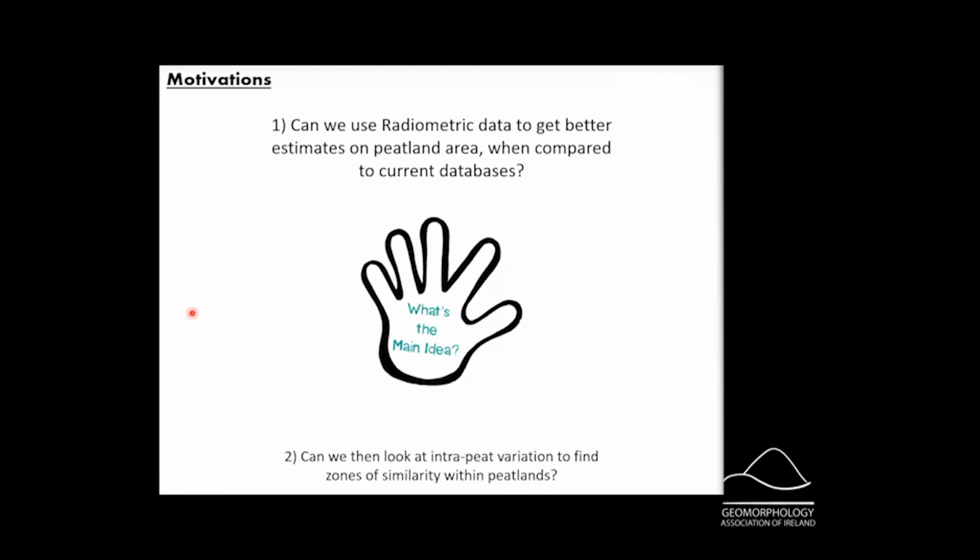So the two main motivations behind this work are: can we use radiometric data to get better estimates of peatland area when compared to current databases? And secondly, can we look at that intra-peat variation to find zones of similarity within these peatlands? They're the two questions I'm hoping to investigate and show during this talk, and they form quite a large part of my PhD. Today I'm presenting this as a methodology, more so on a relatively small area. However, it does have potential applications at the national scale also.